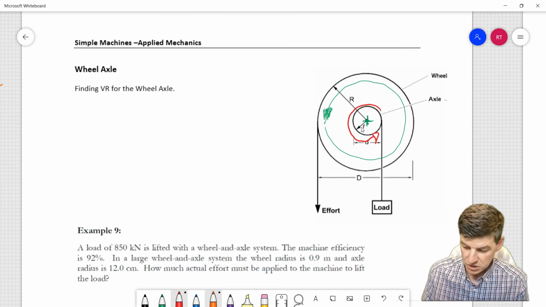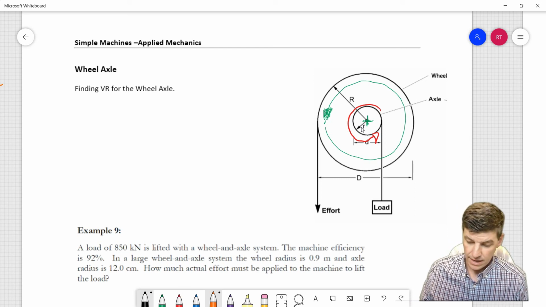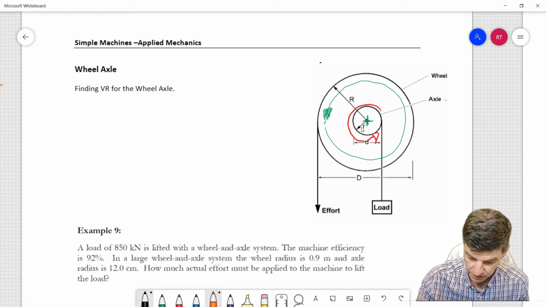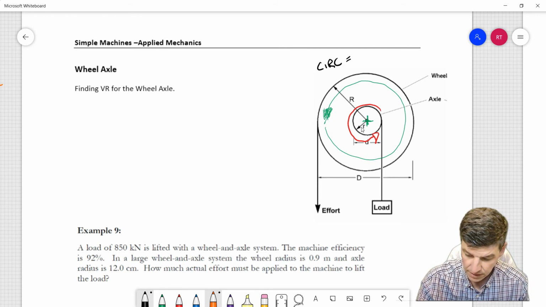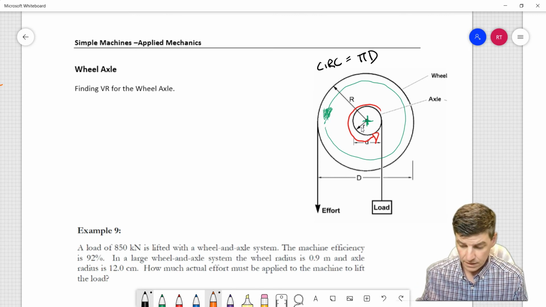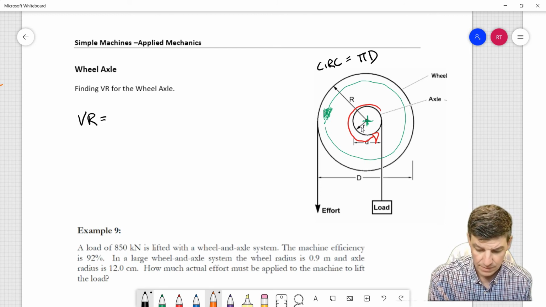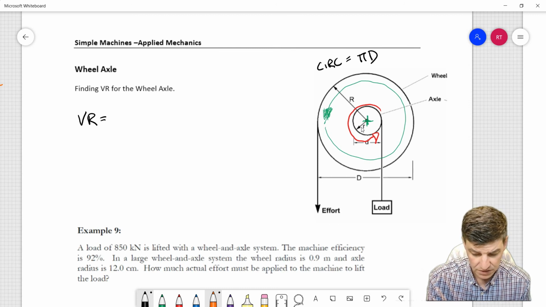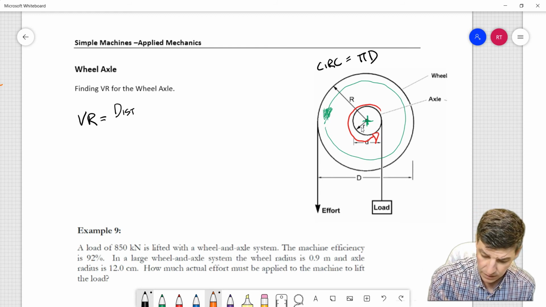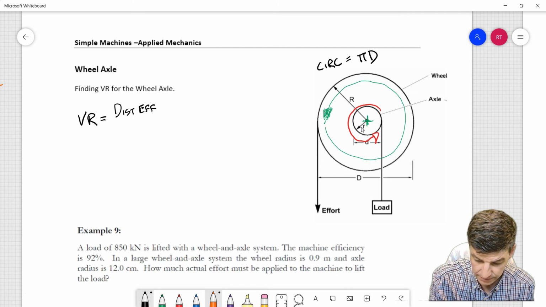Well, the good news about the geometry of this machine is it's fairly straightforward. What I have are two circles. And if we wanted to find the circumference of a circle, the circumference is going to be equal to pi d. So if I want to find the VR for my wheel and axle, my VR is going to be the ratio of distances: the distance of my effort compared to the distance of my load.